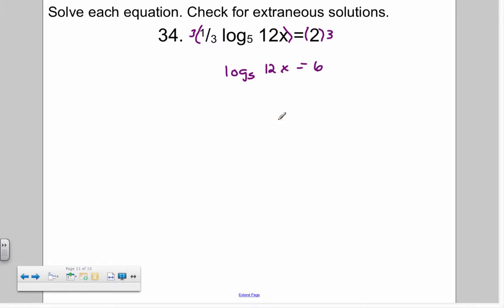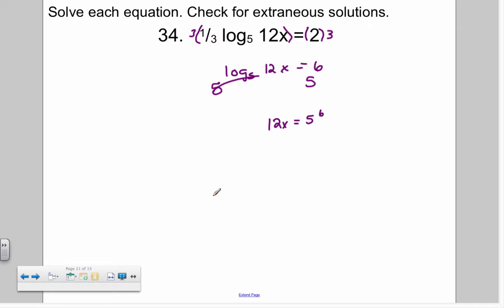Now that I have that, I want to figure out how to get rid of this log. Well, there's not a log on both sides. There's only a log on this side. So I'm going to use the fact that logarithms and exponentials are opposites or inverses, and I'm going to take this to the power. I'm going to reuse this base. This is a log base 5, so I'm going to take this so that it's 5 to the log base 5 of 12x power, and then on this side it's going to be 5 to the 6th power. When I do that, these cancel each other out, and I'm left with 12x equals 5 to the 6th power.